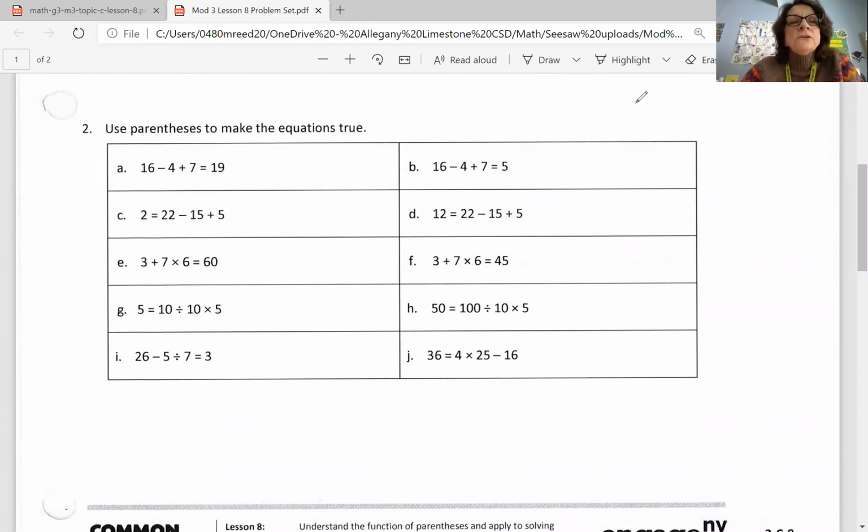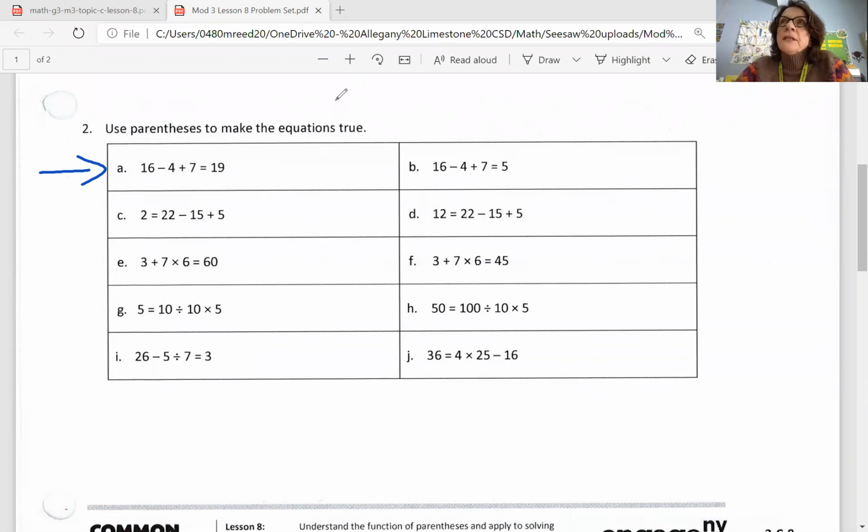Now, number 2 says use parentheses to make the equations true. Okay, we all know what the parentheses are. They're those little things that look like eyebrows, okay? And now they've given us an answer. We're going to do this one first. They've given us the answer, and we have to decide which numbers to put the parentheses around to get that answer they want us to come up with. So it's 16 minus 4 plus 7 equals 19.